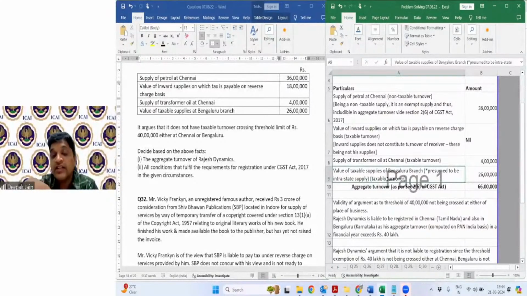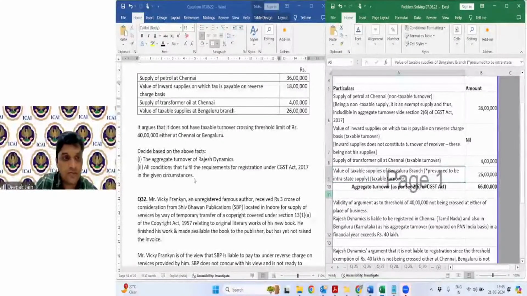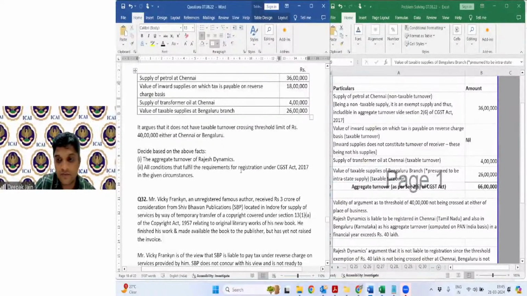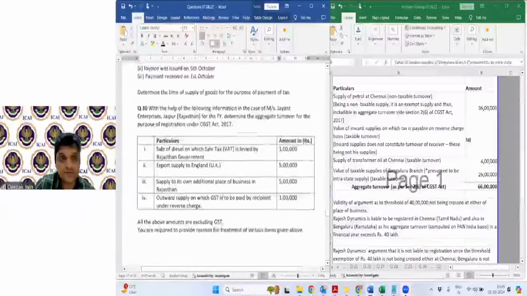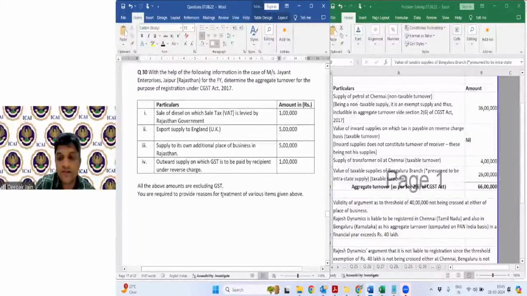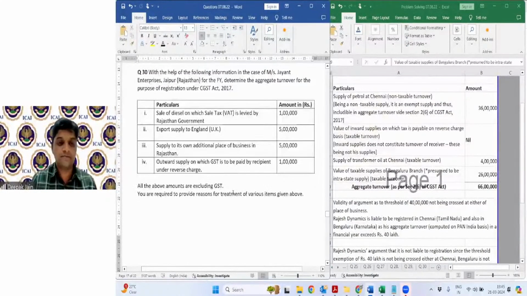If I assume that it is an interstate supply of the Bangalore branch, then the Bangalore branch has to compulsorily take registration, because on interstate supply, it will have to take registration irrespective of the limit. In the 30th question, if the turnover exceeds 20 lakhs, then liable. Rajasthan, so then it is not making goods services, so then it should be 40 lakhs.